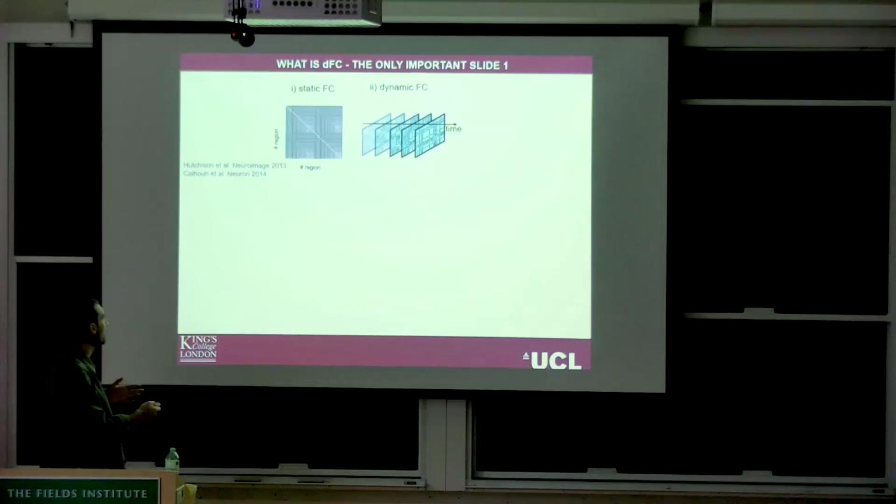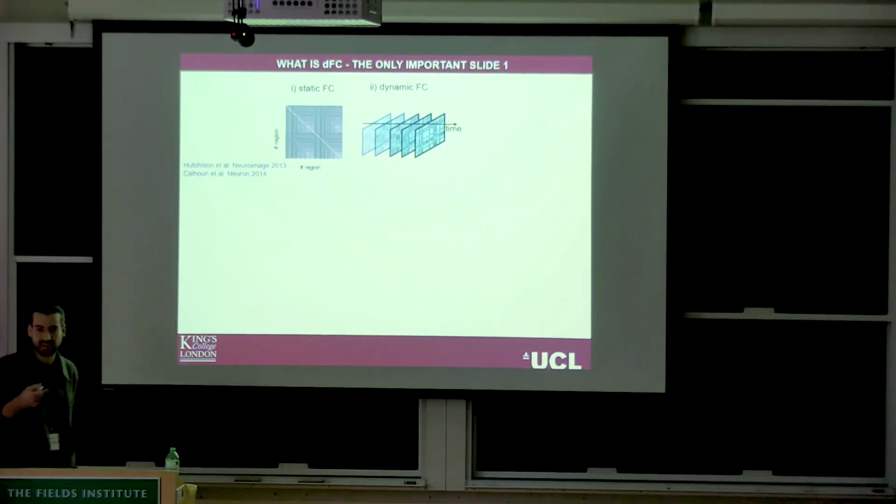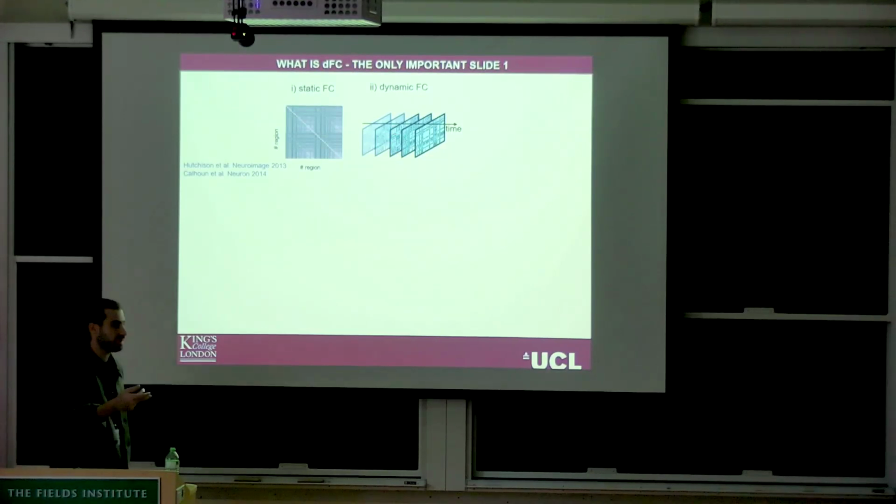So, okay, you are all familiar with static functional connectivity. You know, the classic matrix where every entry is a correlation or any other measure of statistical interaction between brain regions. And you may be familiar with the fact that recently people are starting to do it dynamically, to study how connectivity evolves in time.